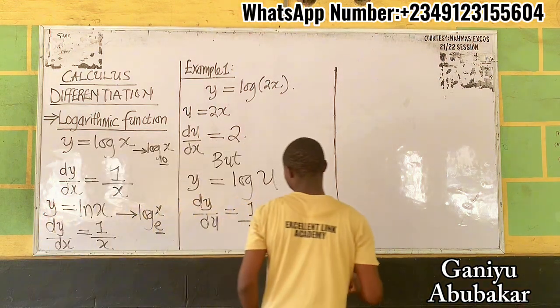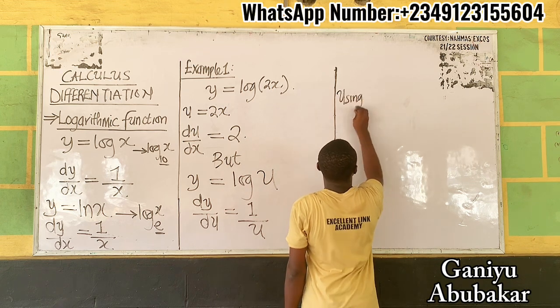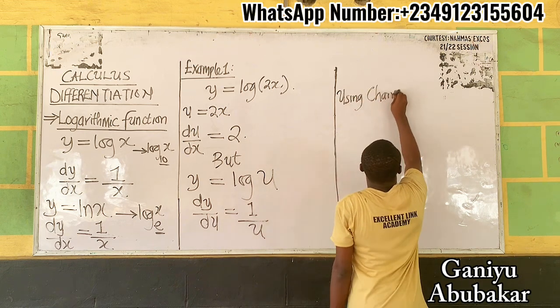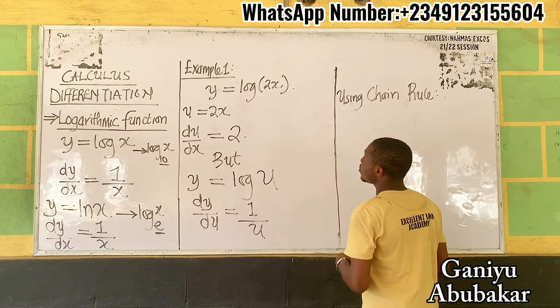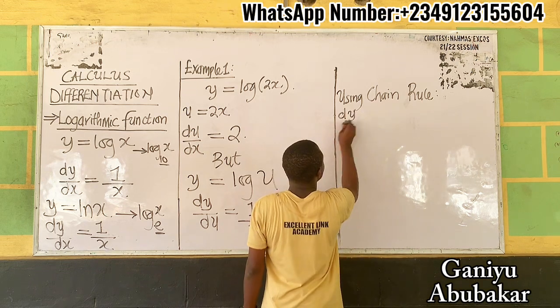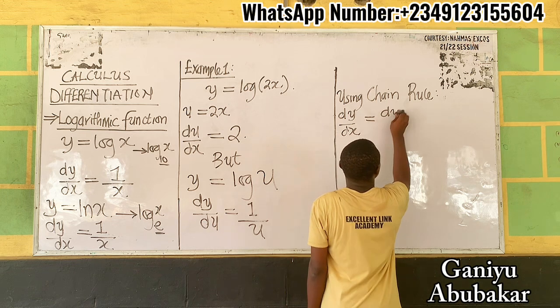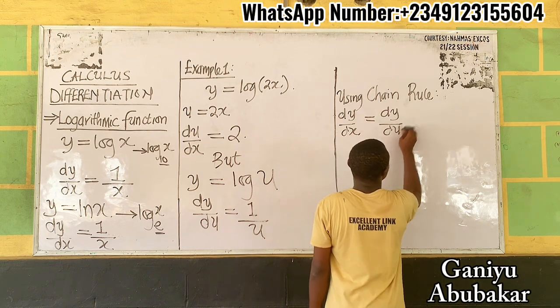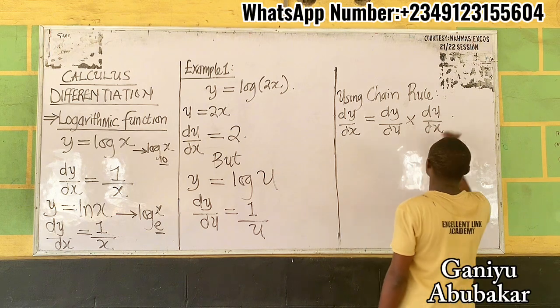All right, using the chain rule. For the chain rule concept, dy over dx is equal to dy over du times du over dx. This is the formula for the chain rule.